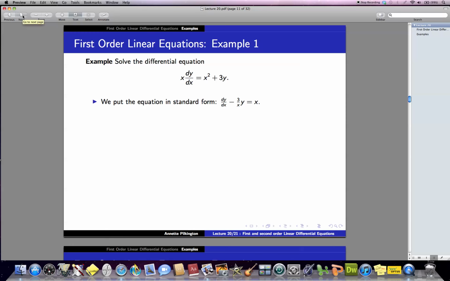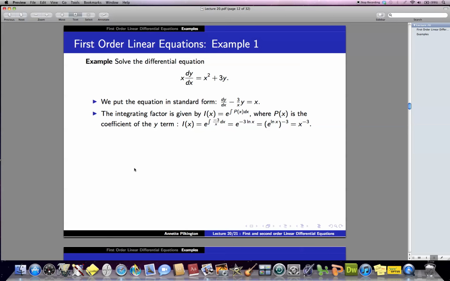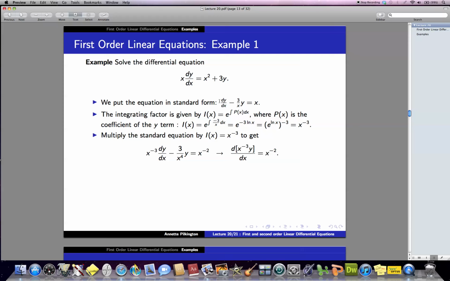The next step is to decide what the integrating factor is, and that's e to the power of the integral of the coefficient of y here, dx. So that's e to the integral of minus 3 over x dx, and that turns out to be e to the minus 3 times log of x, which is e to the log of x to the power of minus 3, so that's x to the minus 3. So our I(x), the integrating factor, is x to the minus 3. Now the next step is to multiply our equation in standard form by x to the minus 3.